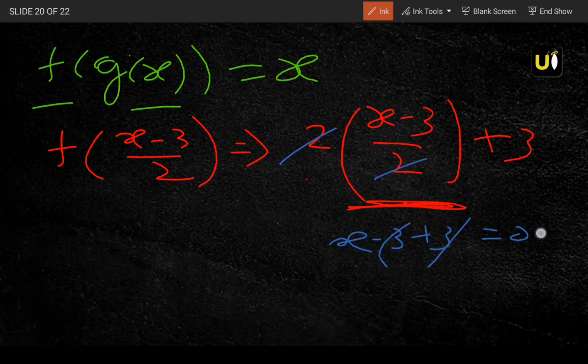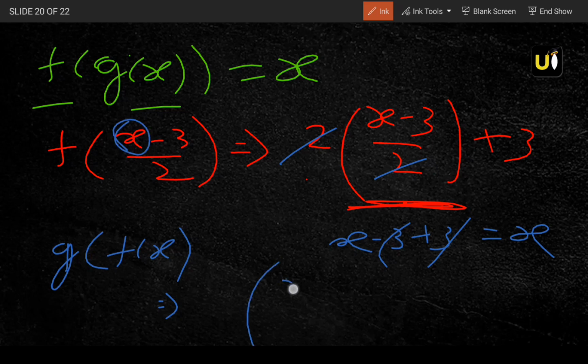We got x. And if we solve g of f of x, that means in place of x we substitute 2x plus 3: (2x plus 3 minus 3) by 2. That will give you 2x by 2, that is x. See here, f of g of x and g of f of x both give you the x value only. This is how you verify whether the determined inverse is correct or not.